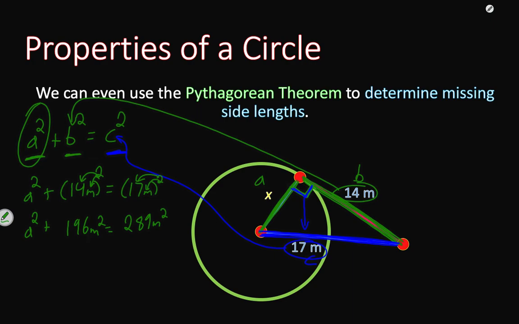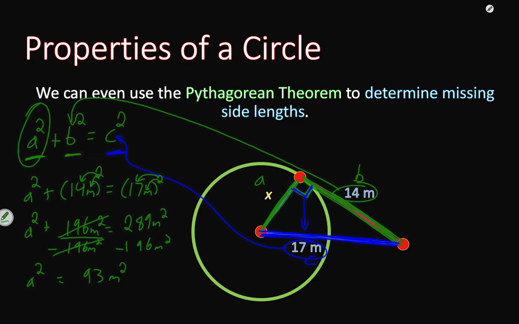Now I've got an algebraic equation that I can solve here. So I can say, okay, I am adding 196 meters squared. The opposite of that would be subtracting 196 meters squared. I'm going to do that on both sides. So I keep my equation equal, and it'll cancel out on this side. If you go 289 minus 196, you get 93.